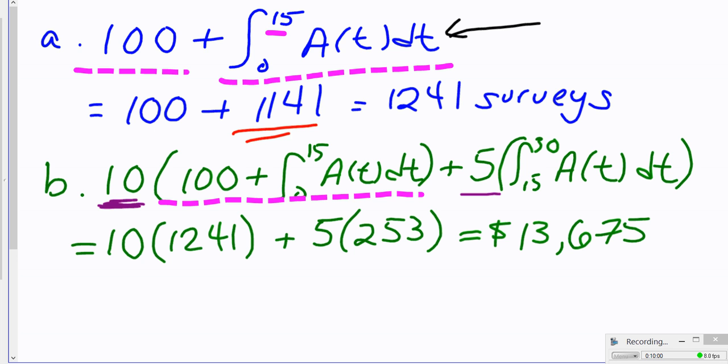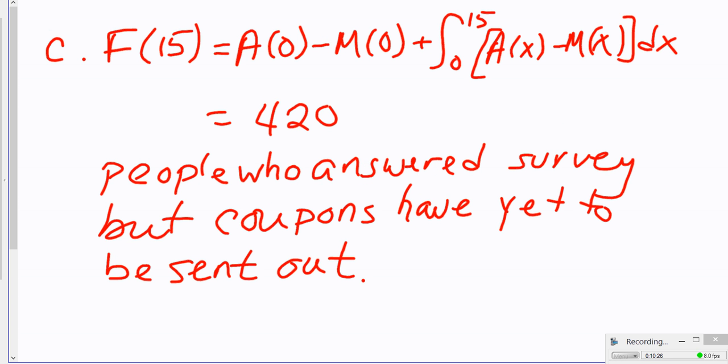So the part I just underlined is the quantity from part A. Then we're taking the $5 amount, and this would be the number of surveys to whom this would apply for the second half of the month. And so it's going to be $10 coupons for that many and $5 coupons for that many, and that would be the total value.